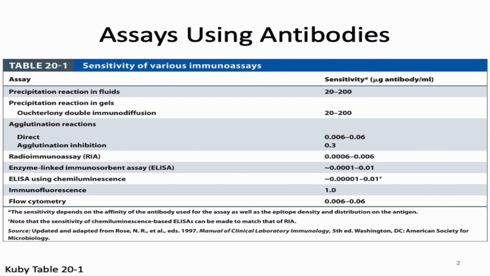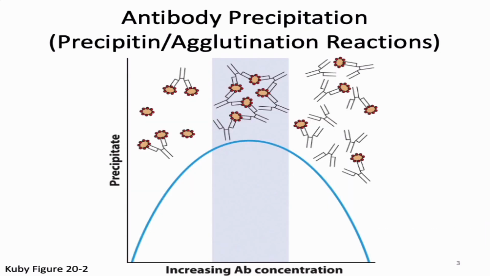So the most simple of all of these assays using antibodies are assays that are called either the precipitation or agglutination reactions. And they're all pretty much the same. I'm just going to lump them together for our purposes. What you can notice is that a lot of these assays are the ones that require a pretty large amount of antigen and antibody in order to make them work. And this is really the basic idea behind the precipitation or agglutination reaction.